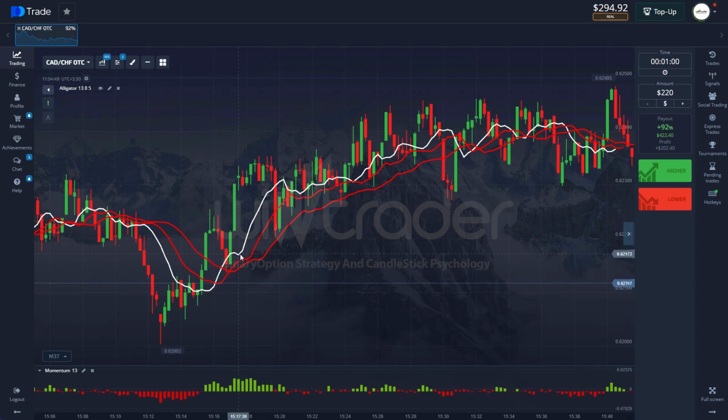Don't forget that for better results, you should also look at the support and resistance area and use them if possible.